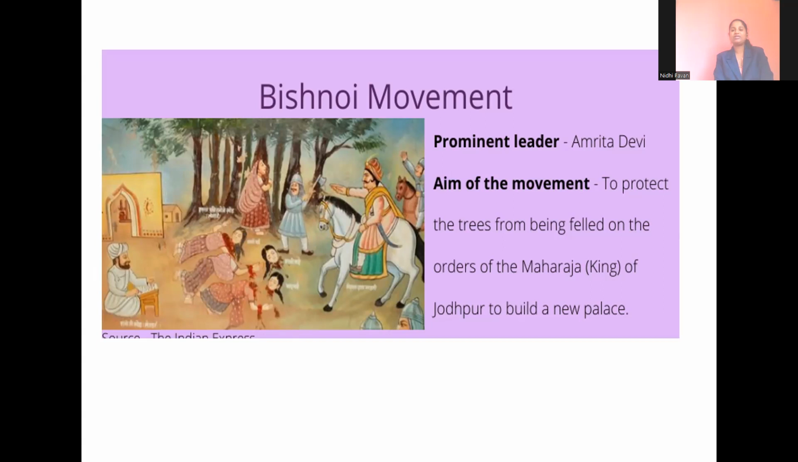These Khejri trees were ordered to be cut by the Maharaja, or the king of that region, because he wanted to build a new palace. But the protestors, the villagers led by the leader Amrita Devi, protested so strongly that many people were killed in this protest. As you can see in the picture, many people were killed there.